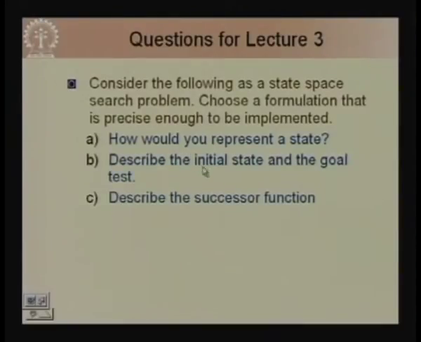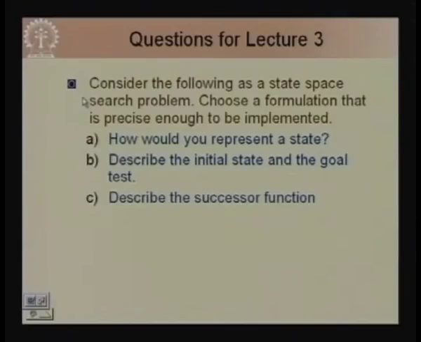Before we start today's lecture, we will look at the questions of the previous class and the answers to those questions. The first question of the last class was this: consider the following as a state space search problem. Choose a formulation that is precise enough to be implemented. For each of the problems that we have described, you would have to show the representation of the state, describe the initial state and the goal test, and describe the successor function.